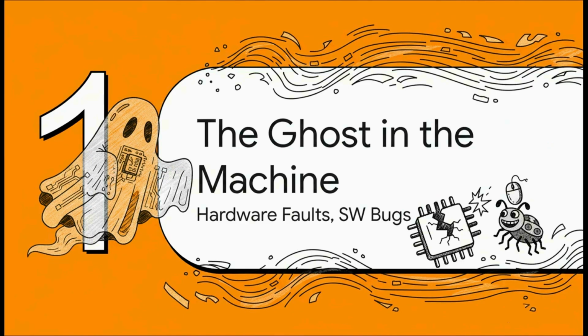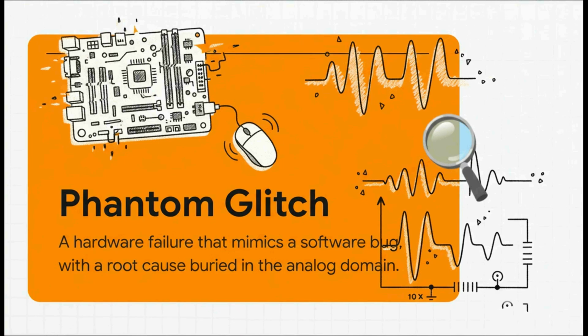Section 1, the ghost in the machine. This is where we talk about how a hardware problem can put on a very, very convincing software bug costume. So what is a phantom glitch?